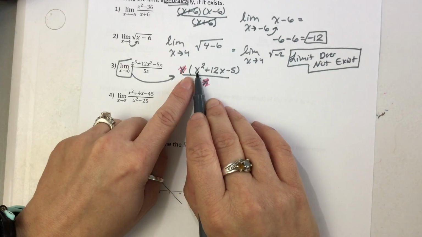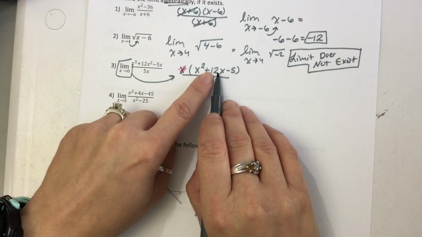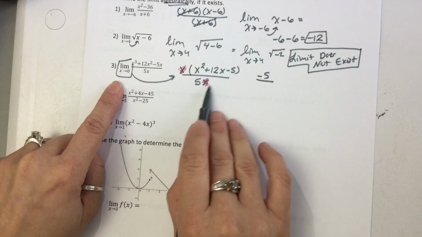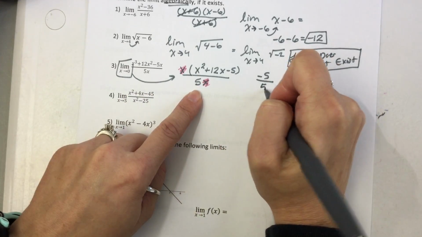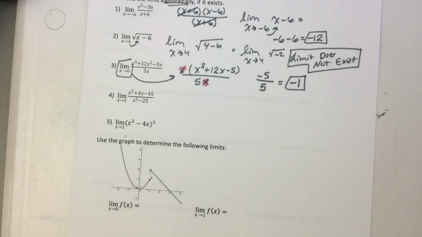If I put in a 0, 0 squared is 0, plus 12 times 0 is 0. 0 plus 0 is 0, so I end up with negative 5 on the top. There is nowhere to substitute in a 0 on the bottom. The value is a 5. Negative 5 over positive 5 is negative 1, so we were able to calculate a limit.